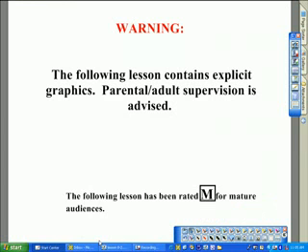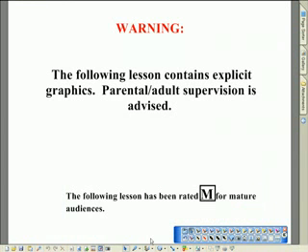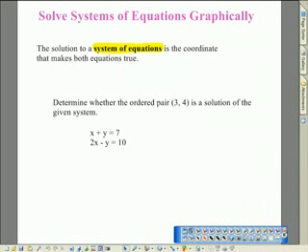There are explicit graphics in here, so it's been rated M for mature audiences, and you're all pretty mature, so you should be able to handle it.